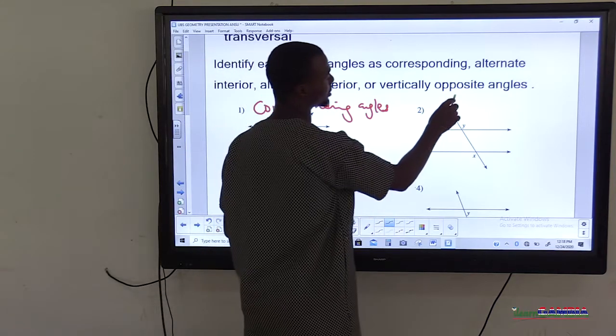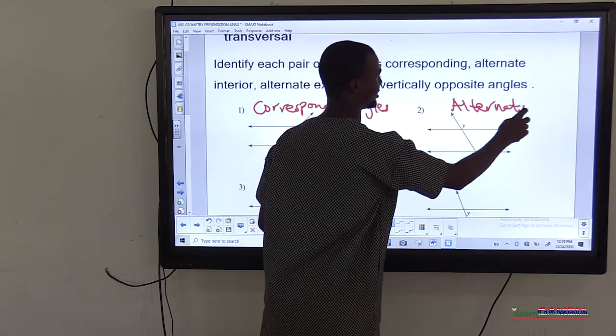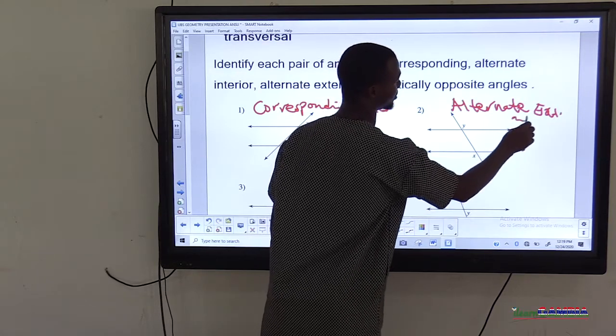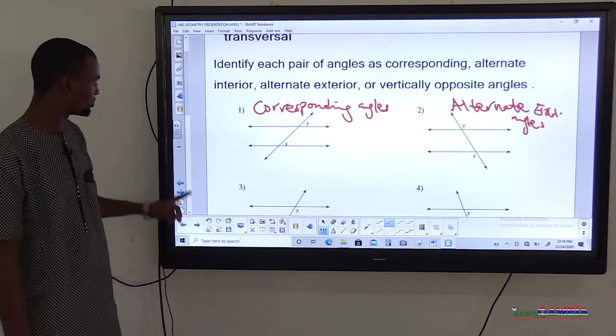So number 2 is alternate exterior angles. Alternate exterior angle, number 2.